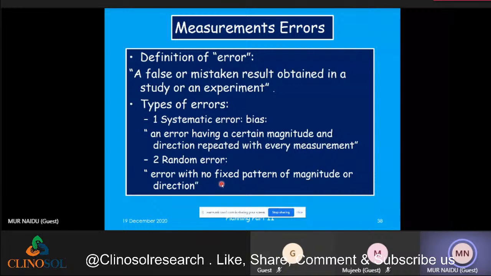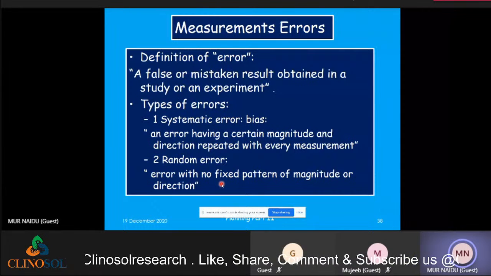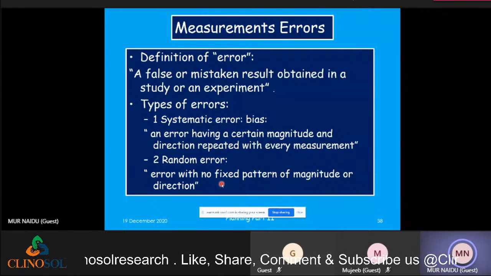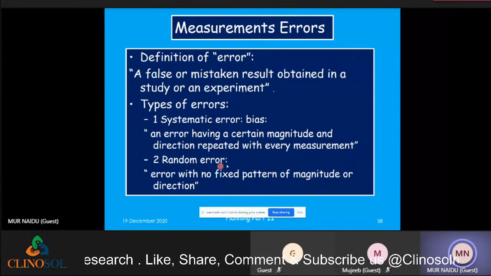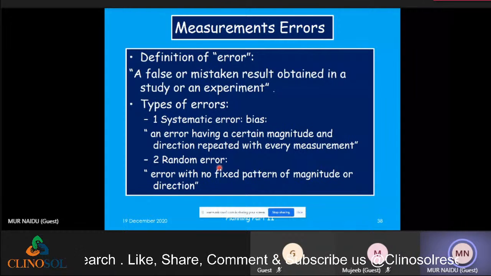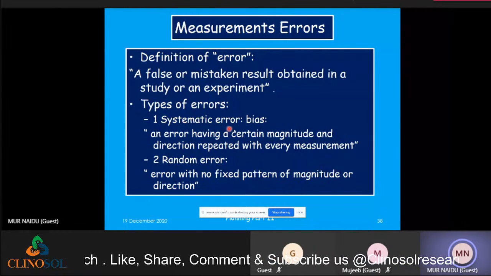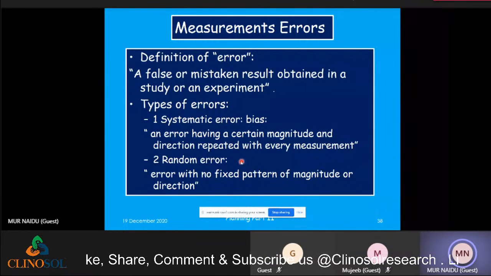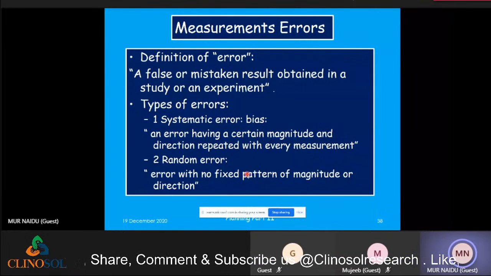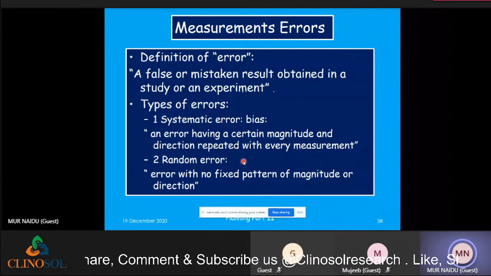One technician is doing the study on Monday, another technician on Friday. I get variability. So this is a random error. One day I am getting a good result, another day I am not getting the result. So a systematic error is continuously occurring, while a random error occurs one day and not another day, because of the reasons I told you.